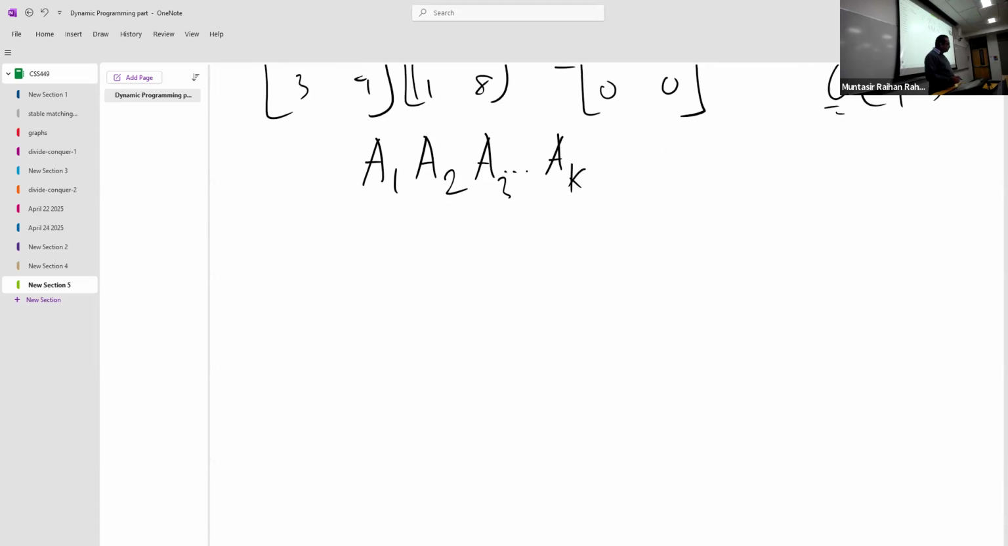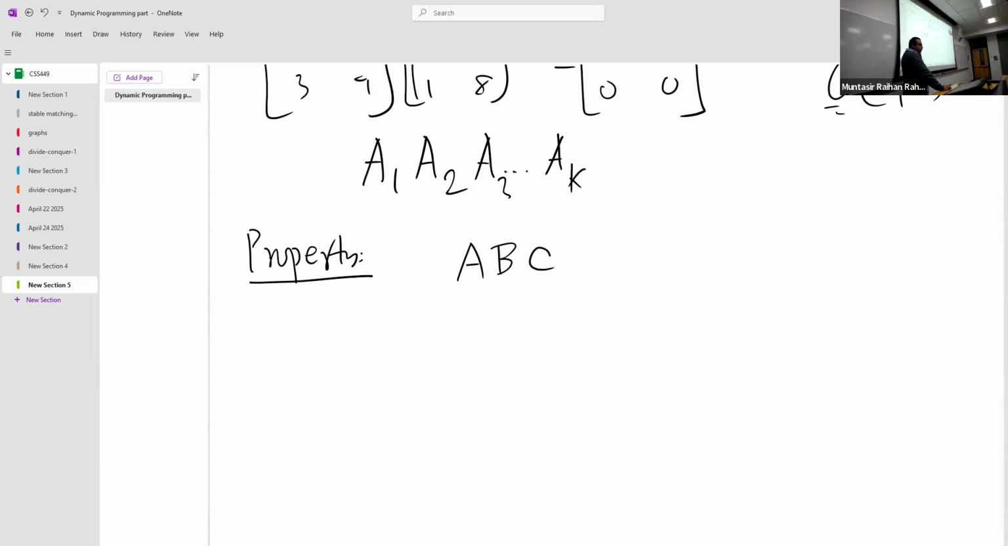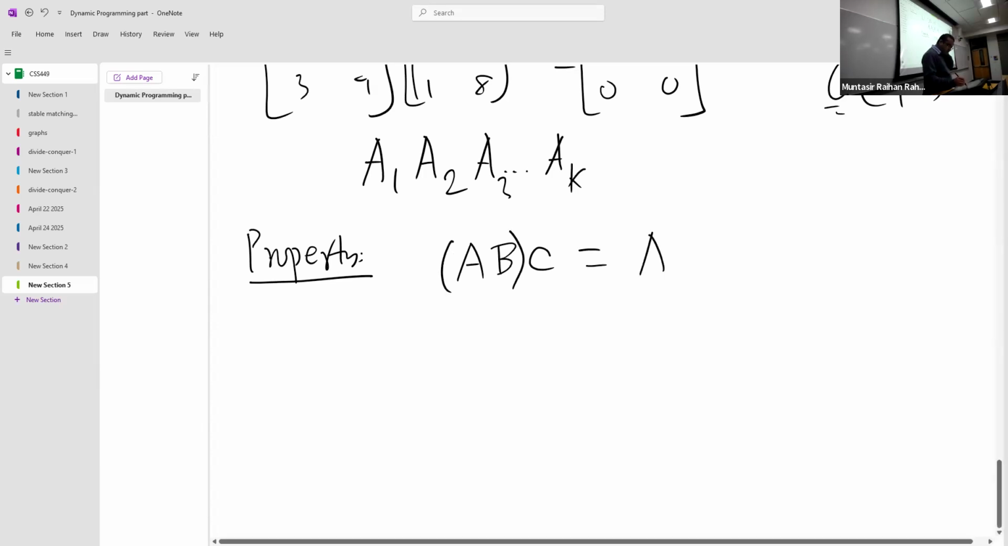So maybe let's give an example that would help us understand. Before that, we should recall some properties of matrices. What is an important property of matrices? Let's say I have matrices A, B, and C. How would you compute it? Assuming the dimensions are properly matched up, you can either do AB times C or BC times A. Exactly. So this is called associative, right?